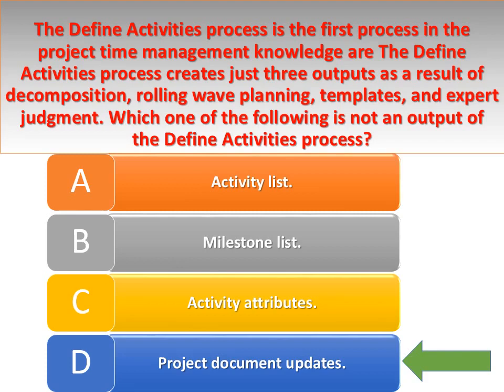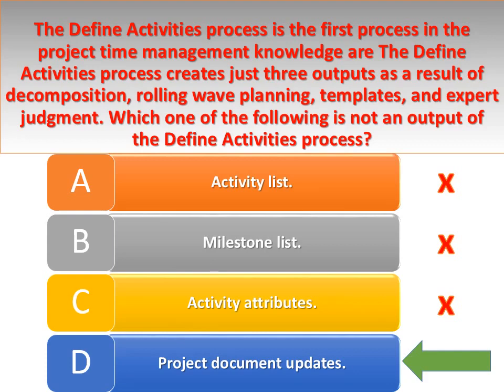Explanation. Project document updates are not an output of the define activities process. Project document updates are the outputs for estimate activity resources. Project document updates include the following: activity list, activity attributes, resource calendars.